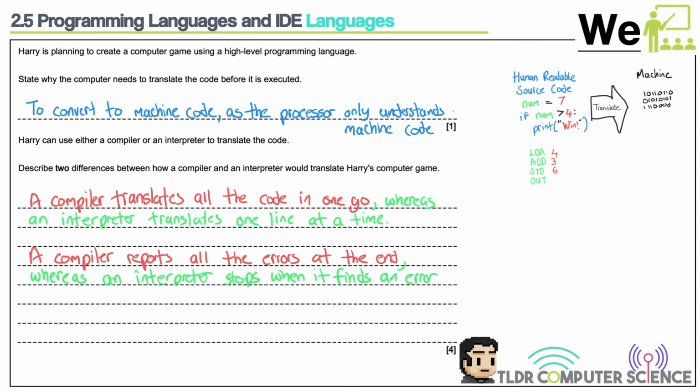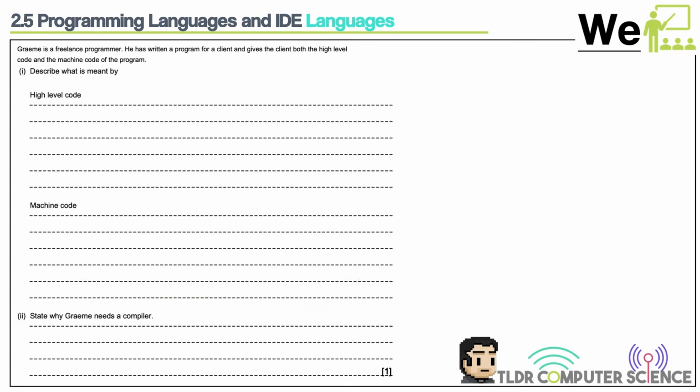Also, it's worth knowing where the compiler works is it actually creates the ones and zeros ready to run, so the executable, or interpreter, it will always need the original source code to allow it to run in the future. Okay, some more questions on languages, and in particular the differences between high-level code and machine code.